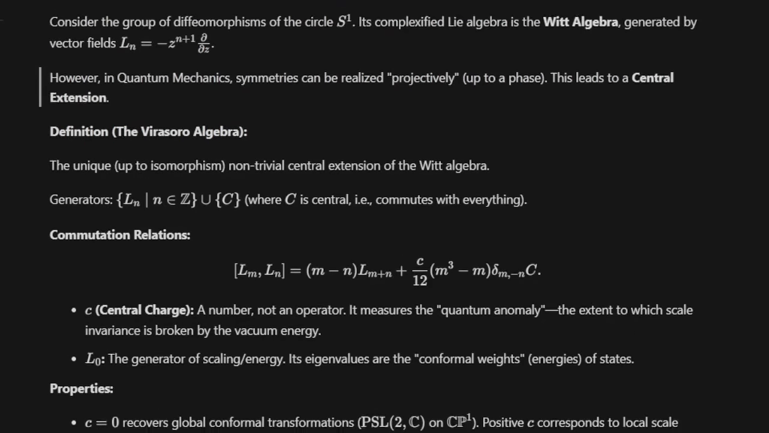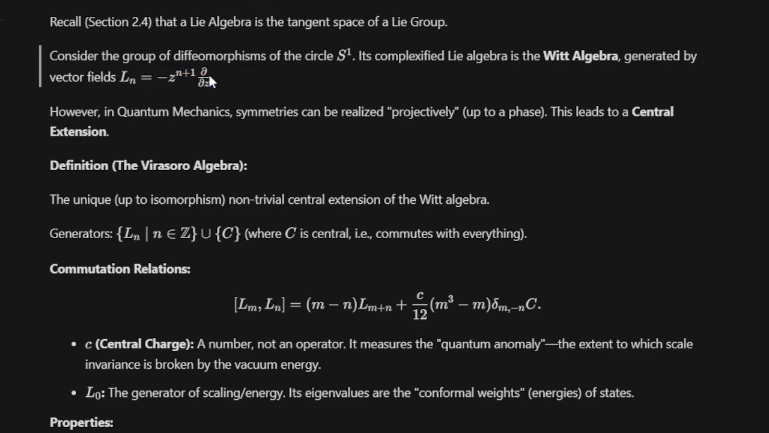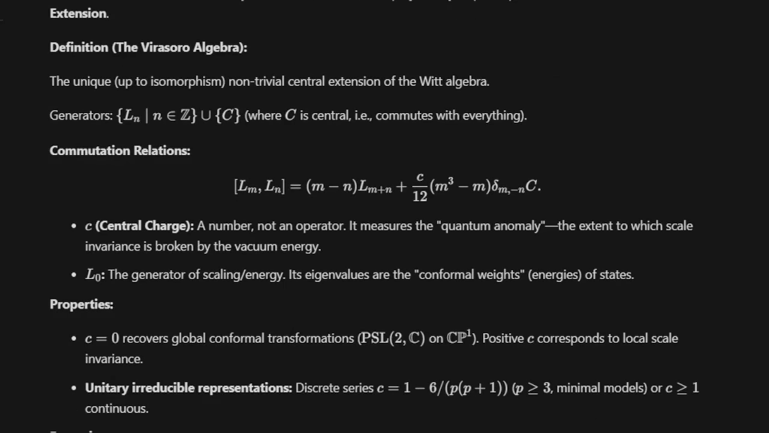because these generators are generators of conformal symmetry, right? And so what's happening is L0 becomes the energy operator, okay? It is the generator of scaling and energy, and its eigenvalues are the conformal weights of the states. And the central charge, a number, measures what we call the quantum anomaly, or the extent to which the scale invariance is broken by the vacuum energy, right? Or some zero-point energy.